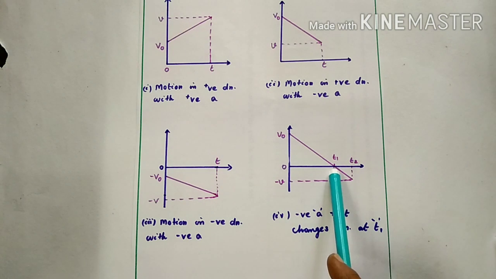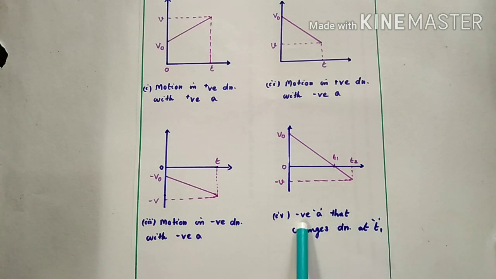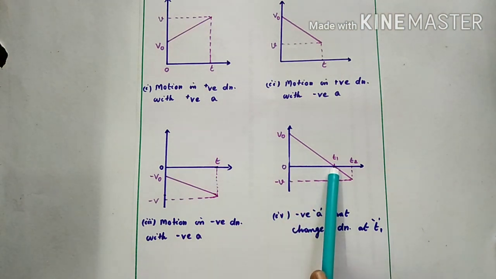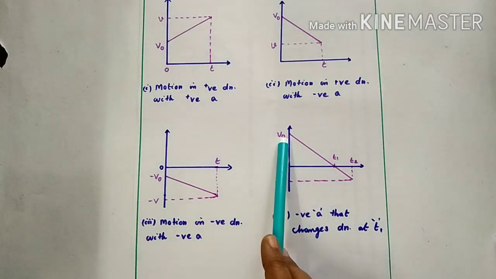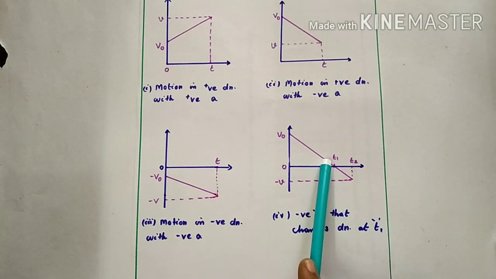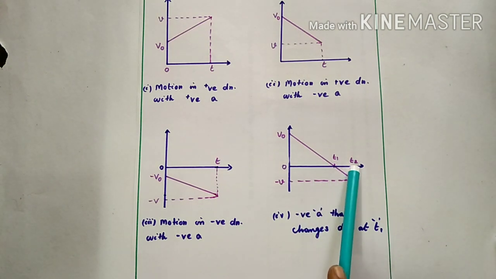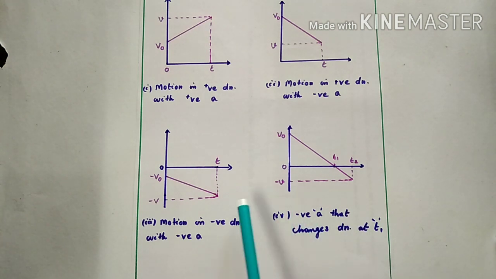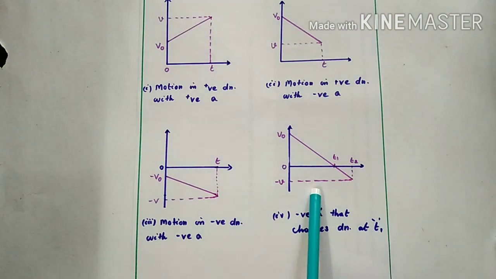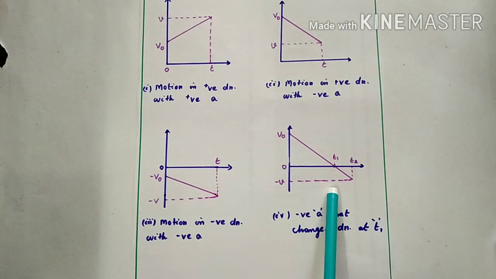And the fourth one, motion of the car with a negative acceleration that changes direction at t1. That is, for the first 0 to t1 seconds, the car moves in the positive x direction, and after t1 seconds it changes its direction. So that is the fourth one. These are the various v-t graphs for constant acceleration.